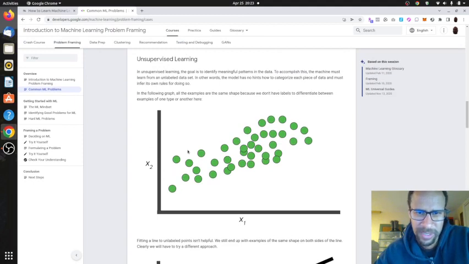In unsupervised learning, the goal is to identify meaningful patterns in data. So we got all these dots. It looks like there's a trend line going this way. What does it all mean, Basil? To accomplish this, the machine must learn from an unlabeled data set. In other words, the model has no hints how to categorize each piece of data and must infer its own rules for doing so.